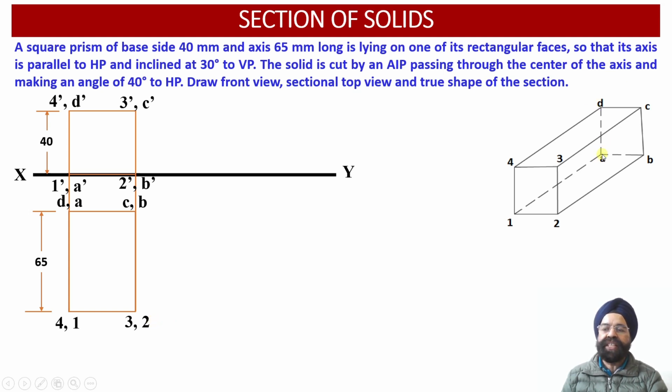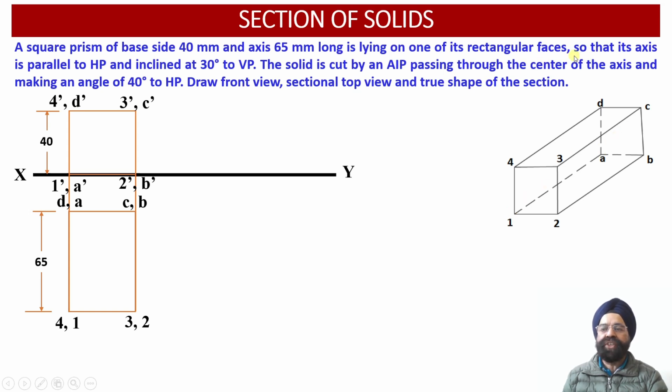Corresponding to the rear face, points D and A, and C and B, will be overlapping with each other. So this way, we have been able to obtain the front view and the top view projections of the square prism, when the square prism is resting on one of its rectangular faces on the ground. The axis of the prism is parallel to the horizontal plane and perpendicular to the vertical plane.